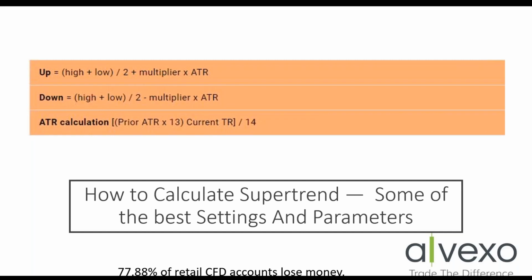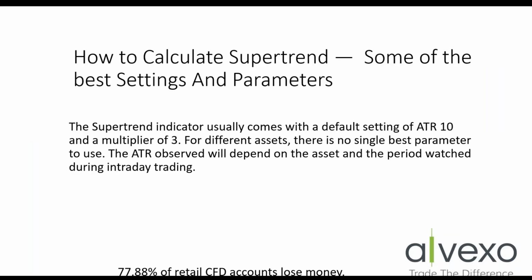And the ATR calculation is the prior ATR times 13 plus the current ATR, divided by 14. In our case, let's back it up. We're using 10. So it'll be the prior ATR times 9 plus the current ATR, divided by 10. The super trend indicator usually comes with a default setting of ATR 10 and a multiplier of 3. For different assets, there is no single best parameter to use. The ATR observed depends on the asset and the period watched during intraday trading.